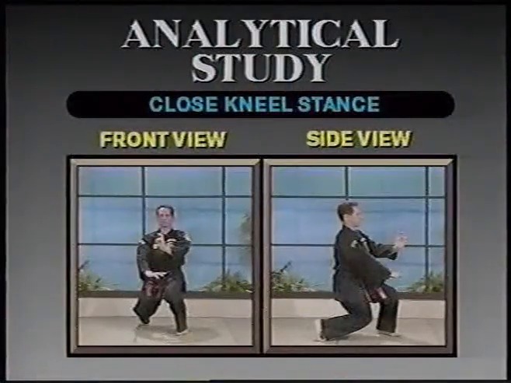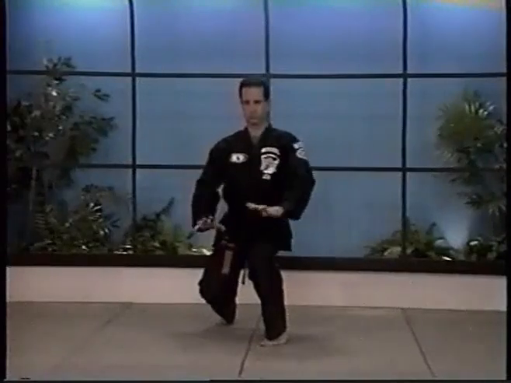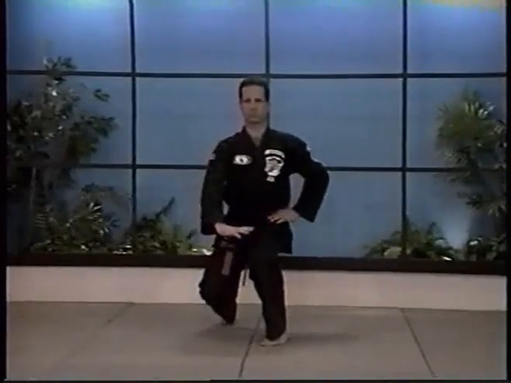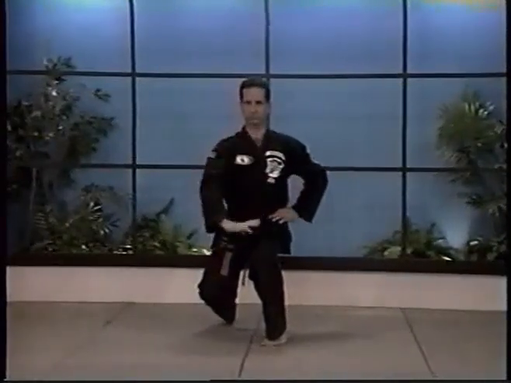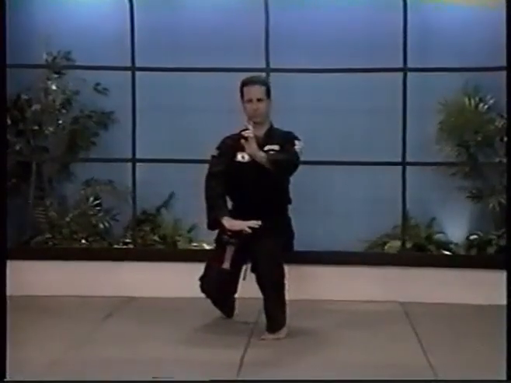Analytical study of the close kneel. Front view. Keep your right arm low. Have your right knee brought straight down. Have your weight distributed equally on both legs. Keep your eyes straight ahead. Keep your left arm high. Force your left knee out.